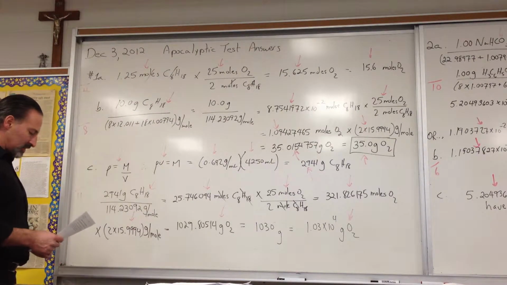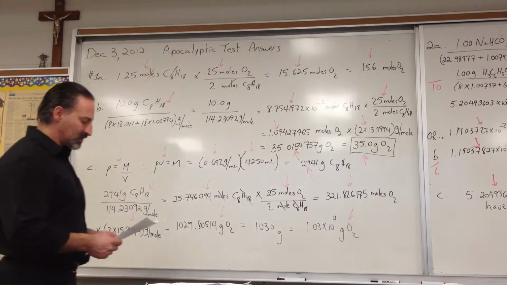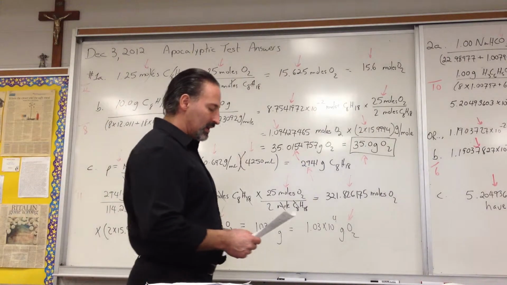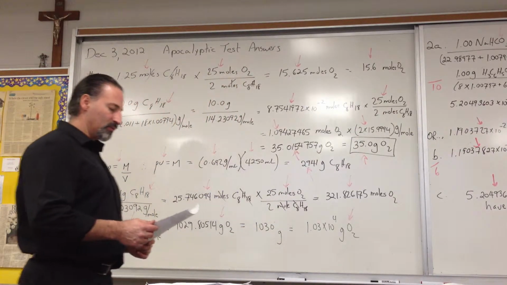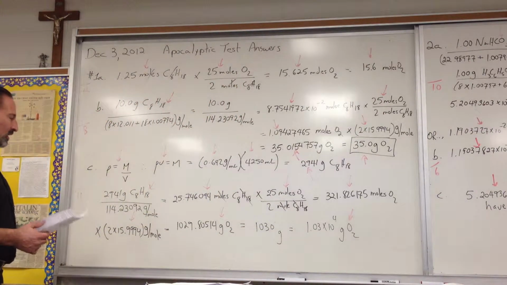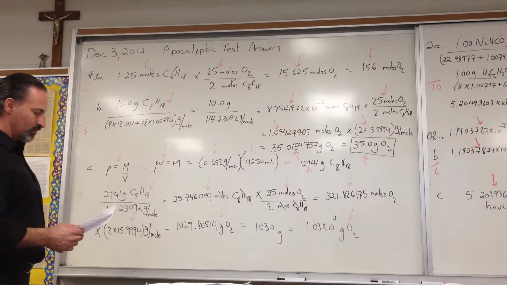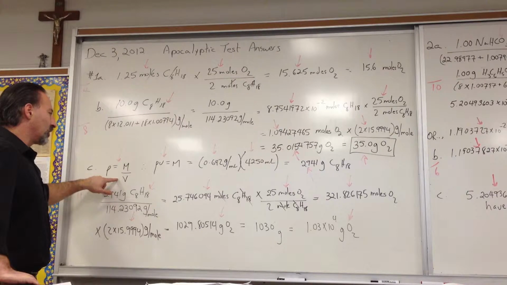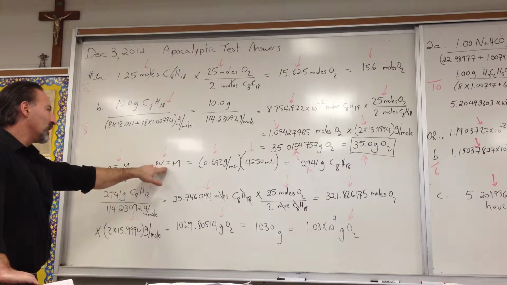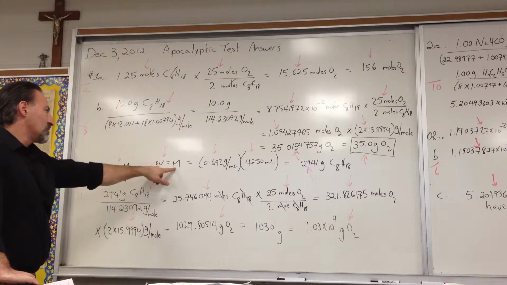The third question asks, octane has a density of 0.692 grams per milliliter at 20 degrees Celsius. How many grams of oxygen are required to burn 4.25 liters of octane? Use the density formula to calculate the mass of octane. So we know that density is equal to mass over volume. If you rearrange the formula, I gave you a mark for that because you're solving for m.